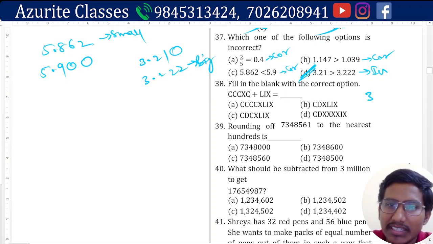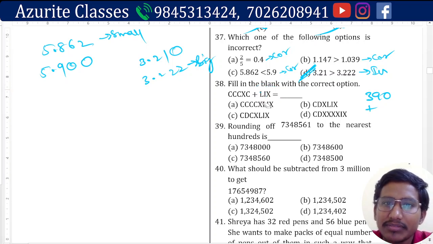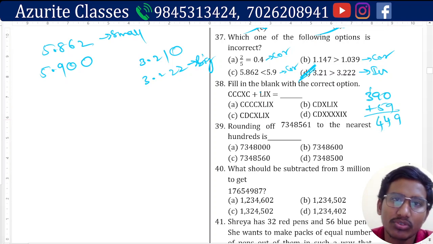So this will be 390 plus how much? That is, this will be LIX. L means 50, and 9, so 59. So you have to add 59. So 9 plus 5 is 14, carry 1, and here 4. So 449. How do we write 449?